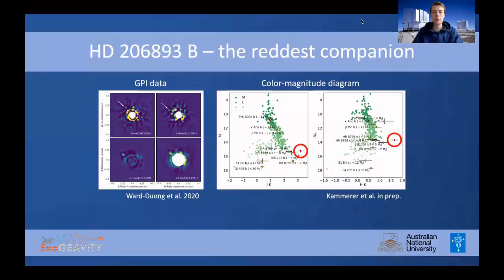Last but not least, I would like to talk about the reddest known substellar companion, HD 206893b. Discovered in 2017 with SPHERE, its color is redder than that of any other known planetary mass or brown dwarf companion. And both Delorme et al. 2017 and Ward-Duong et al. 2020 have proposed that extinction by dust in the immediate vicinity of the object could cause its red color.